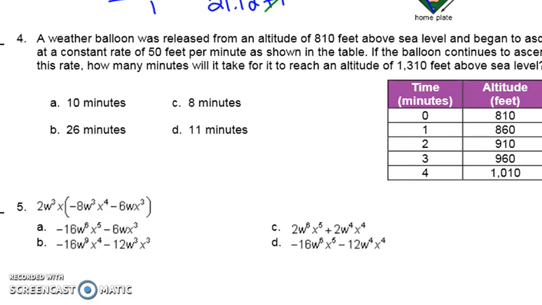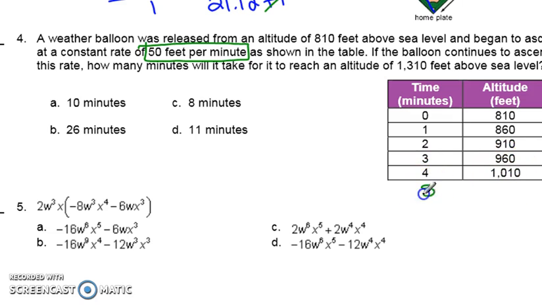Number 4, a weather balloon was released from an altitude of 810 feet above sea level and began to ascend at a constant rate of 50 feet per minute as shown in the table. If the balloon continues to ascend at this rate, how many minutes will it take to reach an altitude of 1,310 feet above sea level? Looking here, this is my information, and I want to know when it will get to 1,310 feet. It's going at 50 feet per minute, so for each minute, we're adding 50 feet.